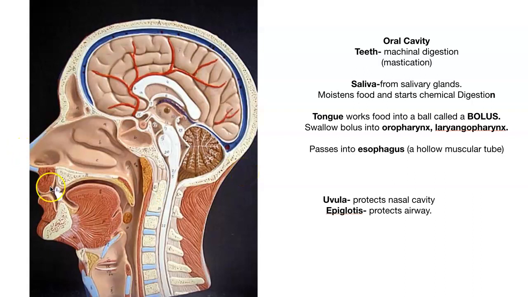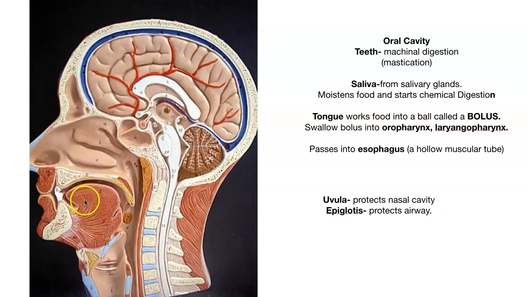So we're going to just start with the oral cavity. Obviously the function of the oral cavity is to ingest food, and then you're going to chew that food. You're going to use your muscles of mastication to chew that food, and you're going to mechanically break down that food. In your oral cavity, you're going to have saliva, and we'll talk about your salivary glands next, that are going to moisten that food, and they are actually going to start the chemical breakdown of that food also.